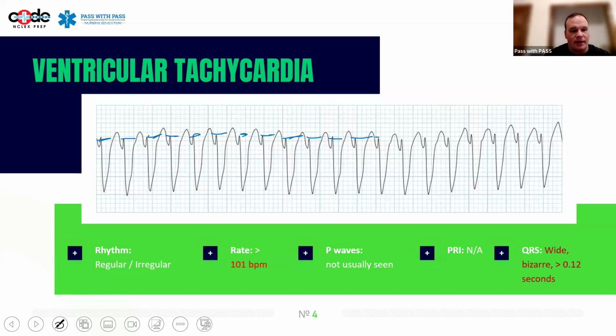Okay. And I didn't touch on that regularity piece earlier, so I'll touch on it now. VTAC is a regular rhythm. I don't mean it's a normal rhythm. I mean it's a regular rhythm, right? Meaning that my R to Rs all march out with one another and they are evenly spaced. Okay. Regular, fast, wide complex. It's got to be VTAC.